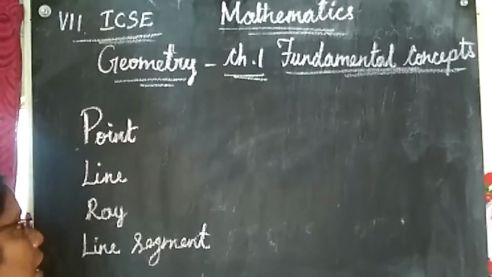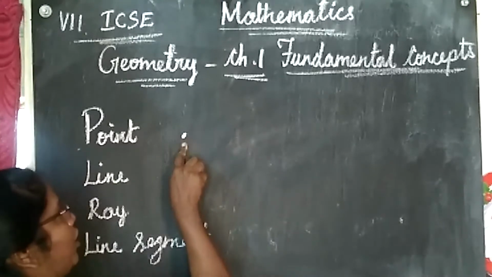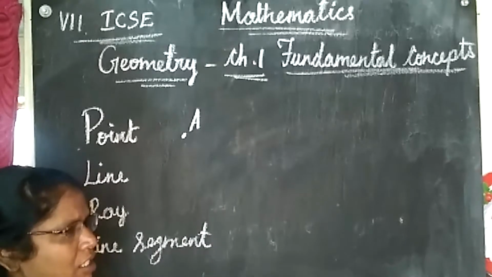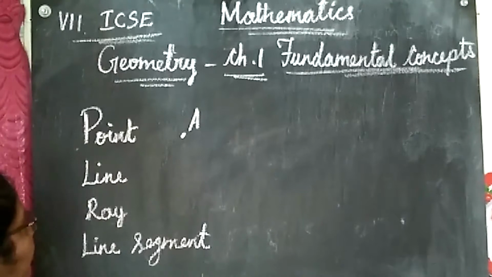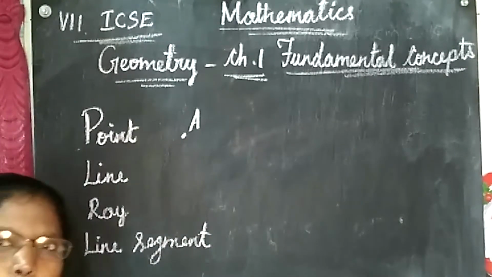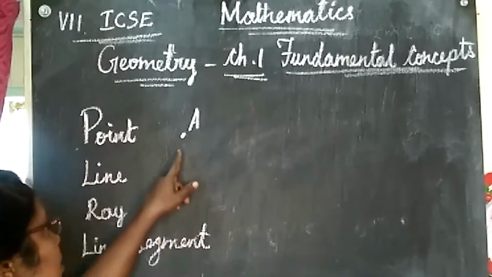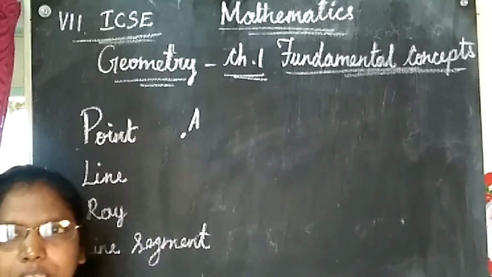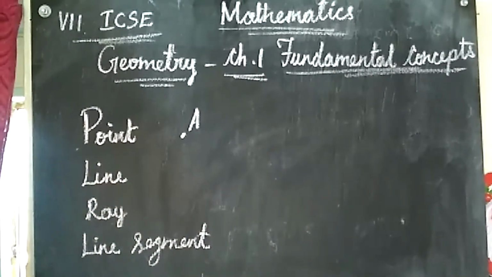Point means what? It is denoted by a dot and represented by any capital letter, A, B, C, D, E, F, any capital letters. It has no length, no breadth, no thickness. Only a simple dot, and it is represented by a capital letter. It is called a point. Next, line.